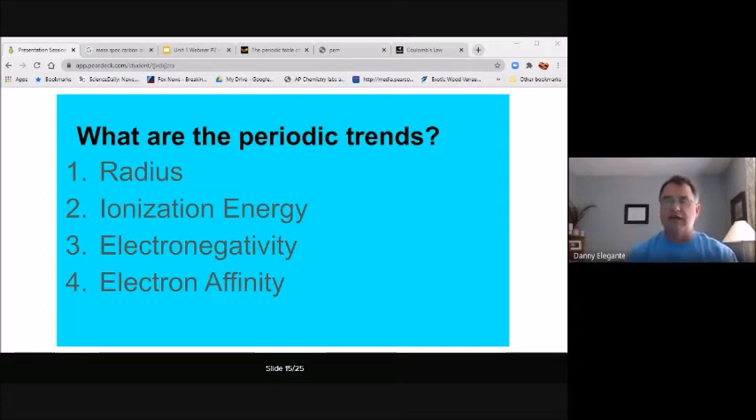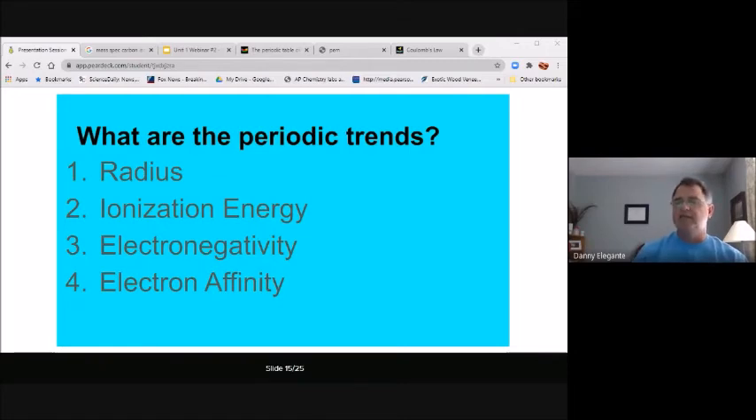And we judge that based on a couple different criteria, but oftentimes we still talk about where the electrons are, those valence electrons, the outermost, and how many protons something has.